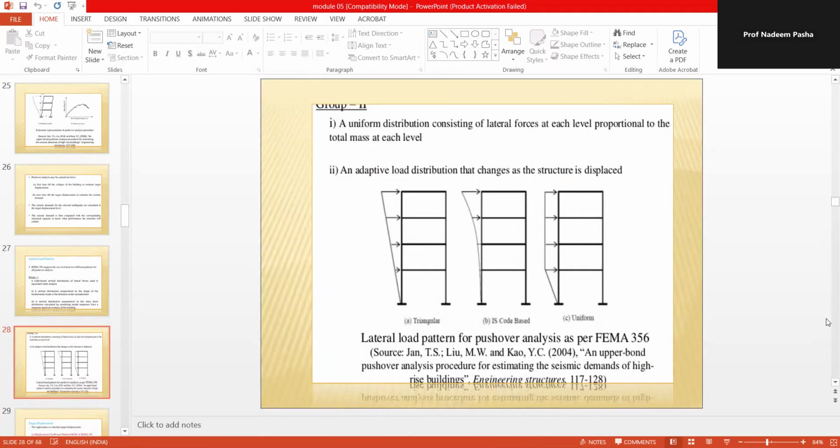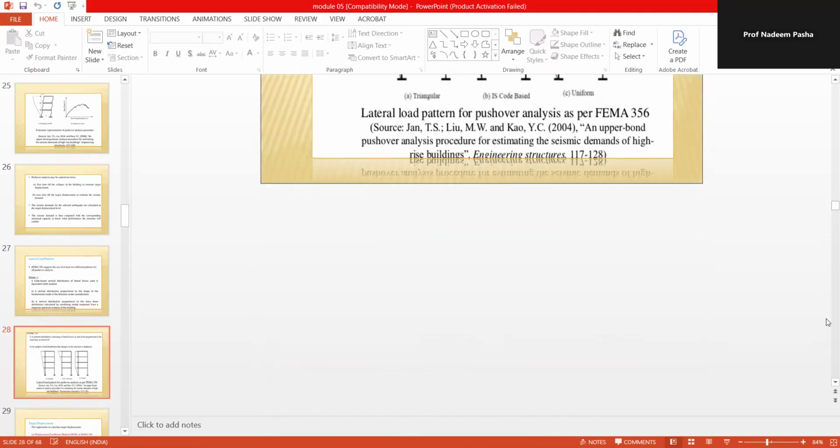In group 2, what is happening? A uniform distribution consisting of lateral force at each level proportional to the total mass of each level. An adaptive load distribution that changes as the structure is displaced.